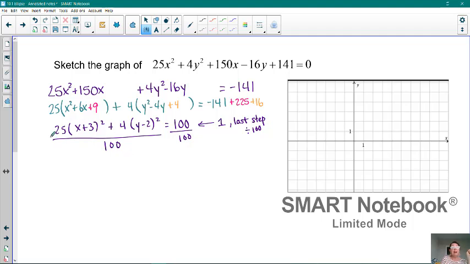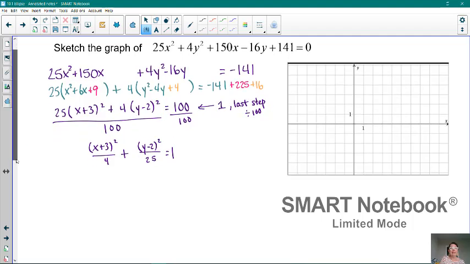So 25 goes into 25 once, into 100 4 times. That's x plus 3, quantity squared, over 4. 4 goes into 4 once, into 100 25 times, y minus 2, quantity squared, over 25. And that is equal to 1. Please do not make the assumption that, oh, they always just switch. That is just a coincidence. It does happen, but it doesn't always happen. So please don't think that is the case.